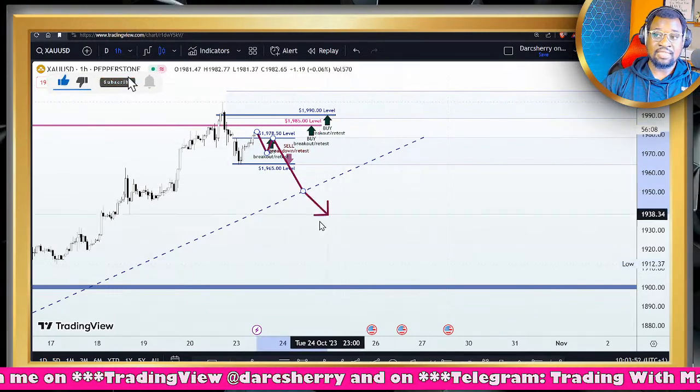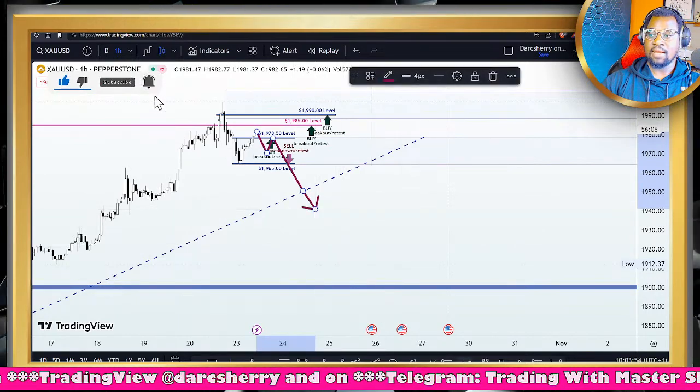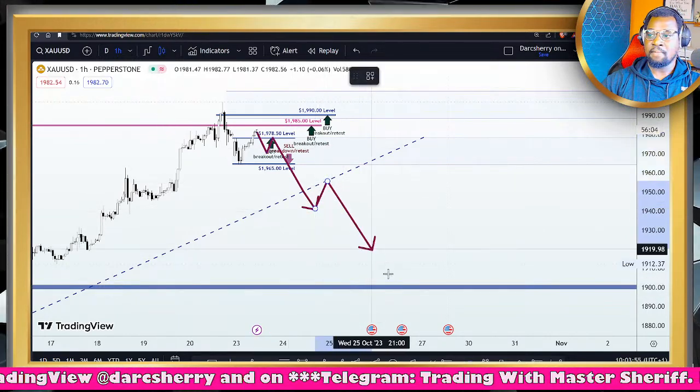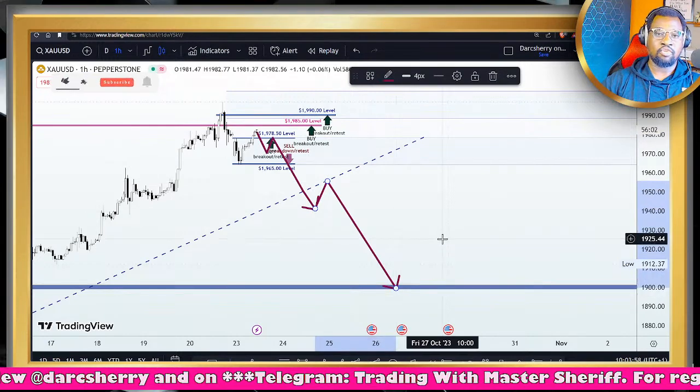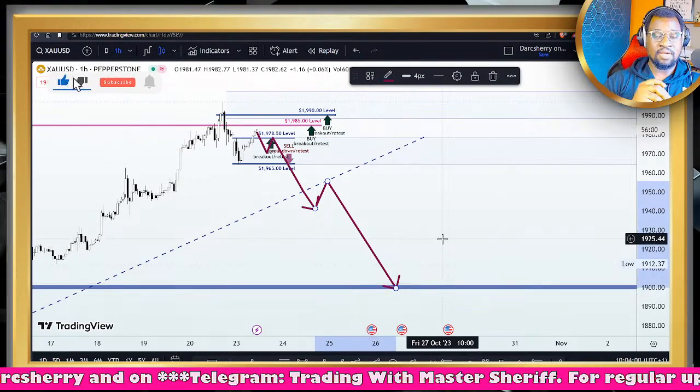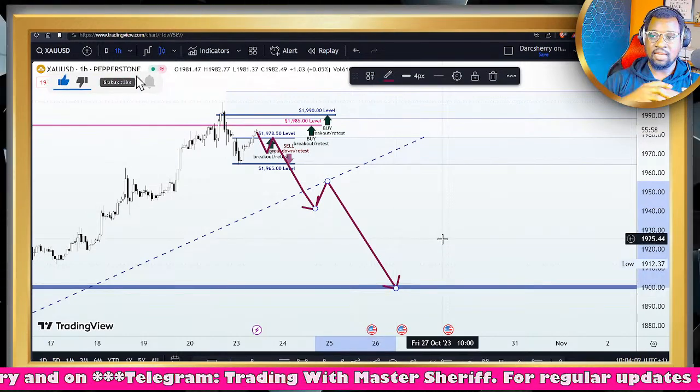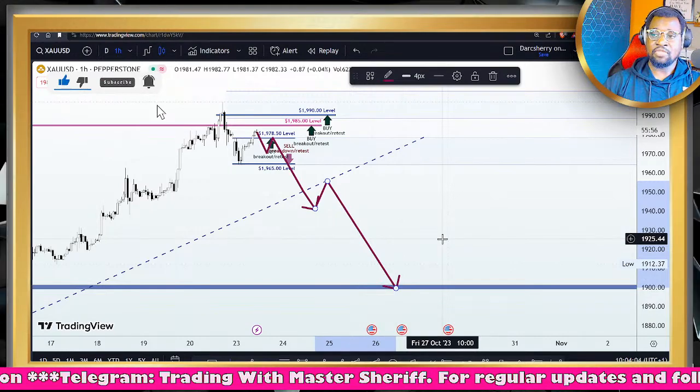If price breaks down the ascending trend line, then we might likely be seeing a crash back into the 1,900 area, which happens to be a formidable demand zone since the beginning of this year. So let's see how the market will play out.